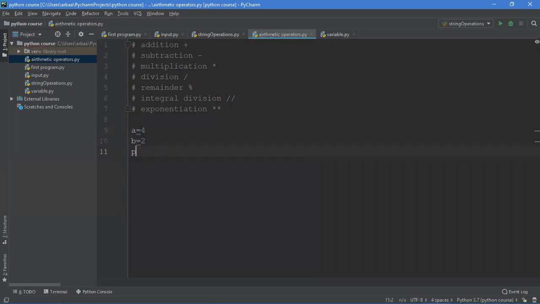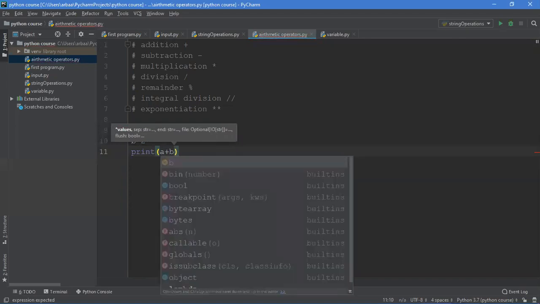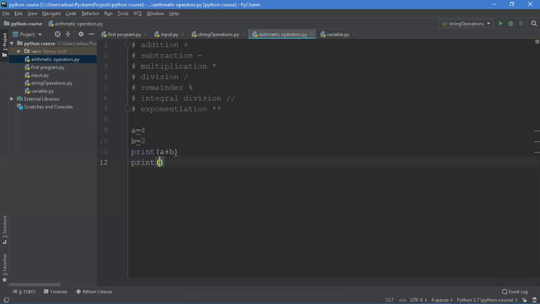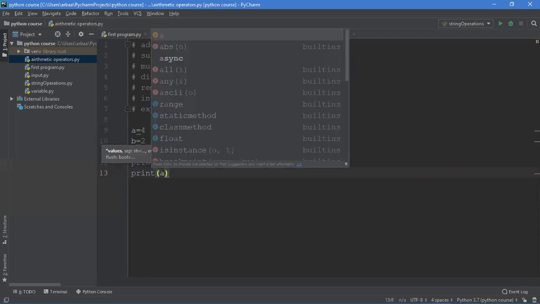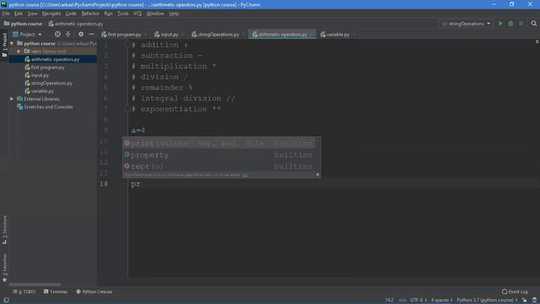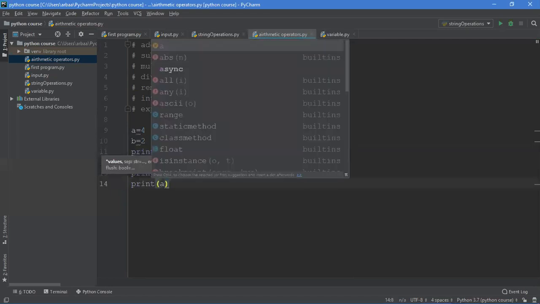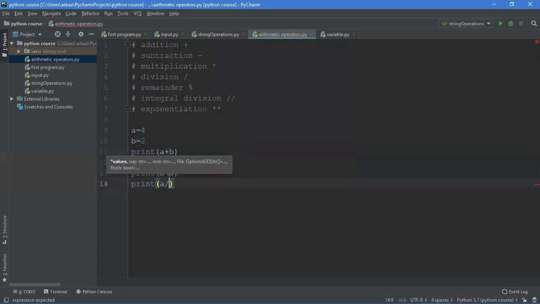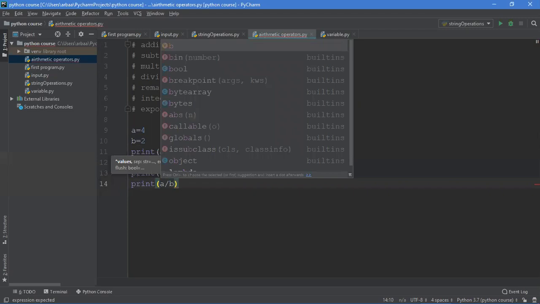Let's first say print a plus b, right? Then print again a minus b. Then print again a multiplied by b. This one is for multiplication. Let's do the same thing with print a divided by b. This one is for division.